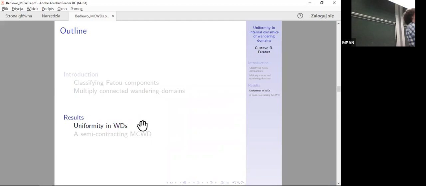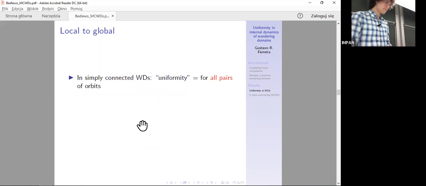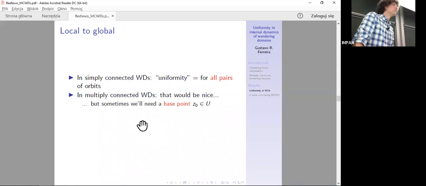So the question that we want to answer now is, having one pair of orbits doing something is not sufficient to have all pairs of orbits doing that same thing. But can we get some condition that will allow us to say that every pair of orbits in this domain does the same thing? This domain is uniform, or to use another word that will show up, unimodal. And it turns out that we can do such things, but we have to make some footnotes, some terms and conditions. If your domain is simply connected, then uniformity means that all pairs of orbits behave in the same way. For us, in some cases, we'll have to talk about uniformity relative to a base point that we chose in our wandering domain.